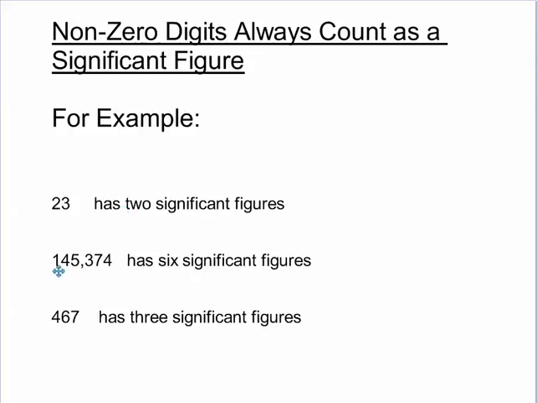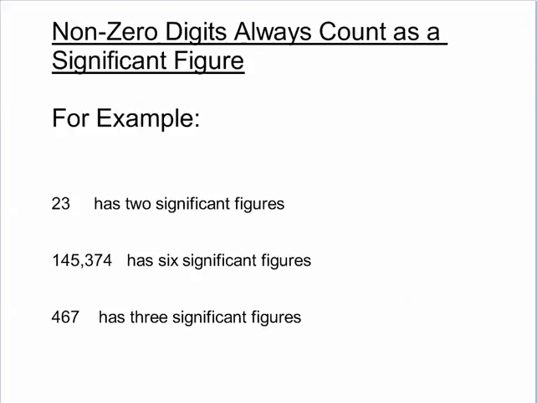The next number, 145,374, has 6 significant figures. The 1 is significant, the 4 is significant, the 5 is significant, and the 3, 7, and 4 are also significant. The number 467 has 3 significant figures because the 4 is a non-zero, the 6 is a non-zero, and the 7 is a non-zero digit, so all 3 are significant. That's probably the easiest rule.